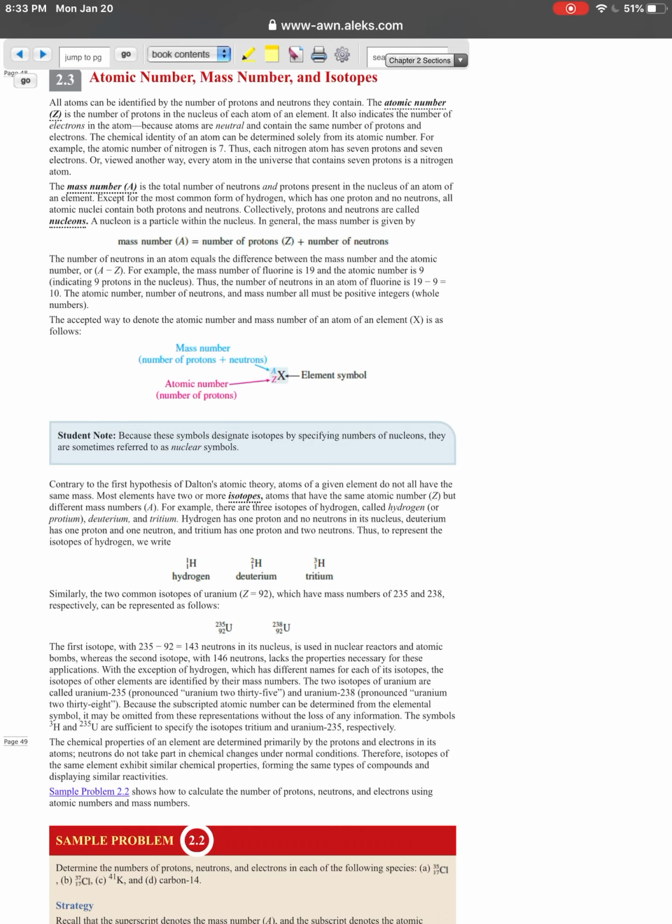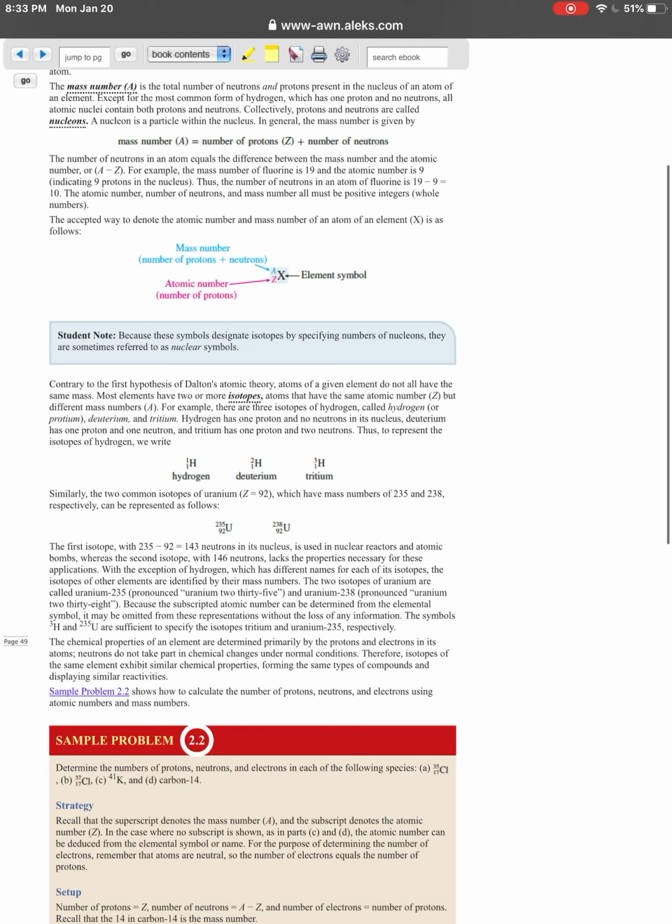So isotopes differ in the number of neutrons. So the one that has more neutrons is heavier, the one with fewer neutrons is lighter, but they're the same element. Chemically, they behave very similarly. So uranium-235 and 238 are pretty much the same chemically. Very, very minor differences, but they do have different weights because the neutron has weight. So if one has more neutrons, it weighs more.